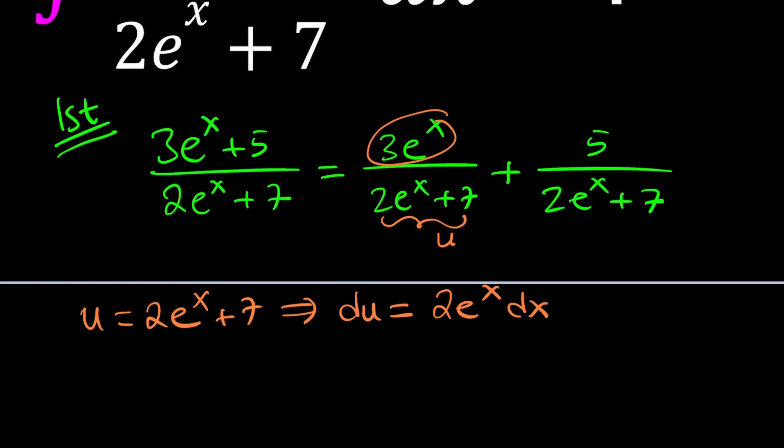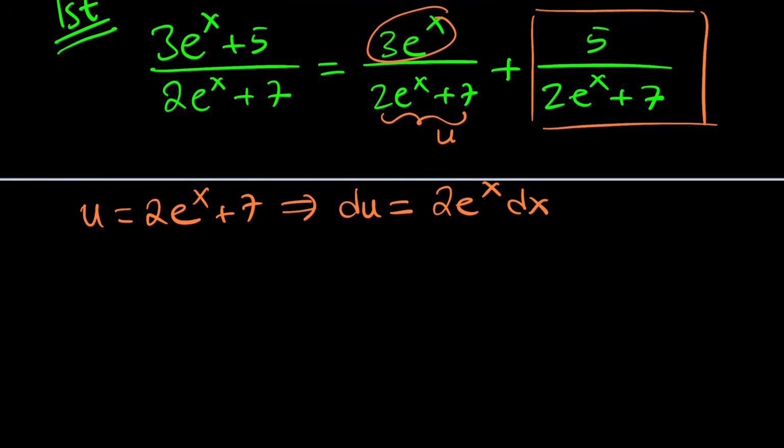What about the other one? Okay, that's an interesting one. This one doesn't have the derivative in the numerator, so we kind of have to treat it differently. And the way we do that is basically by multiplying the top and the bottom by the reciprocal of e to the x, which is e to the power negative x. And let me show you how that works.